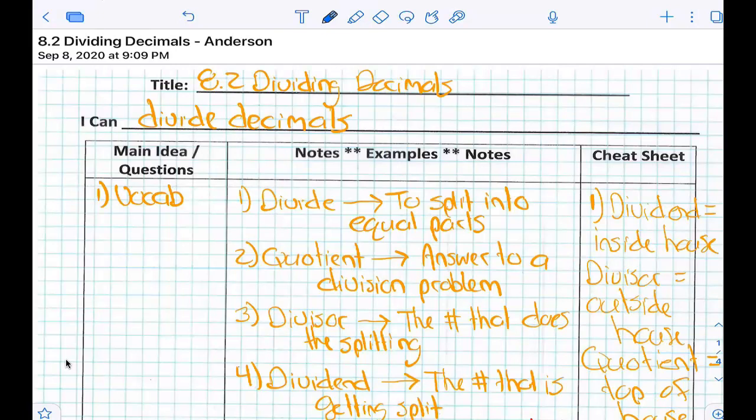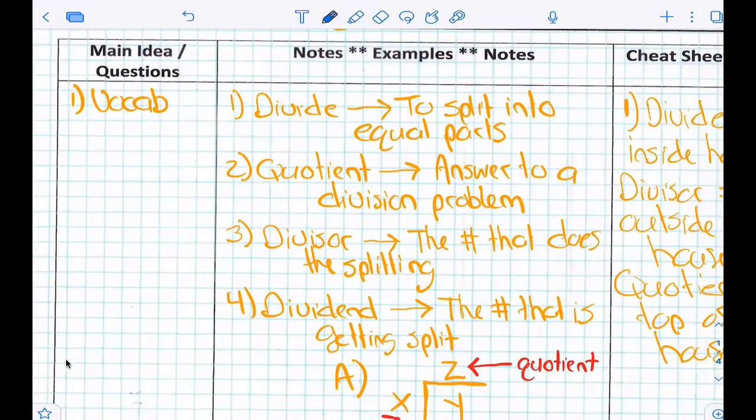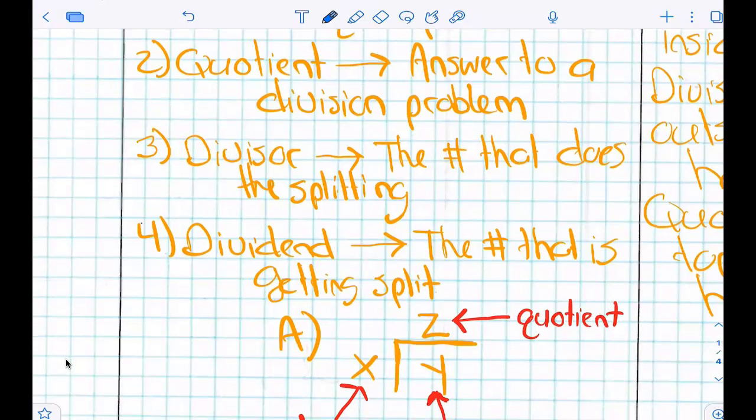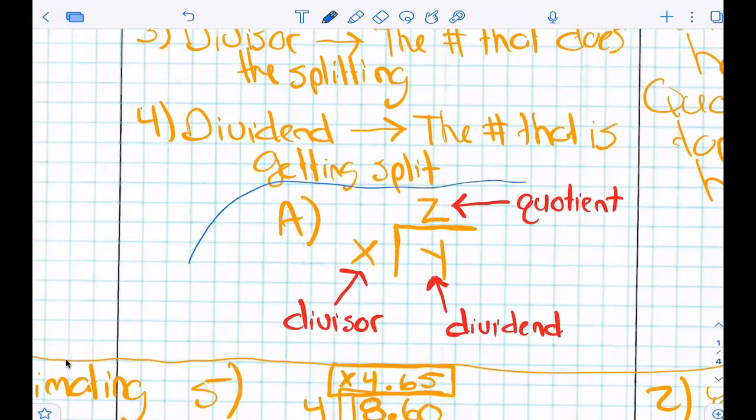8.2 dividing decimals. Can you divide decimals? Yes. All right. What's divide mean? To split into equal parts. When you divide, you get an answer. That answer is usually called a quotient. Or it's always called a quotient. What number does the splitting? Divisor. What number gets split? Dividend.